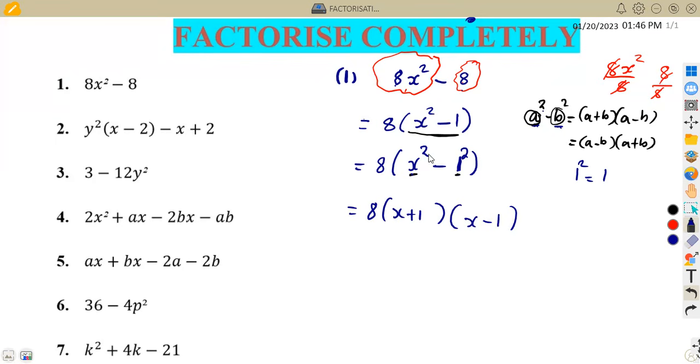Or you simply ask yourself the square root of x squared, which is x, the square root of 1, which is 1. Then one bracket adds the square roots, the other bracket subtracts the given square roots. So that was it, guys. As you can see, our answer is now in simplest form.